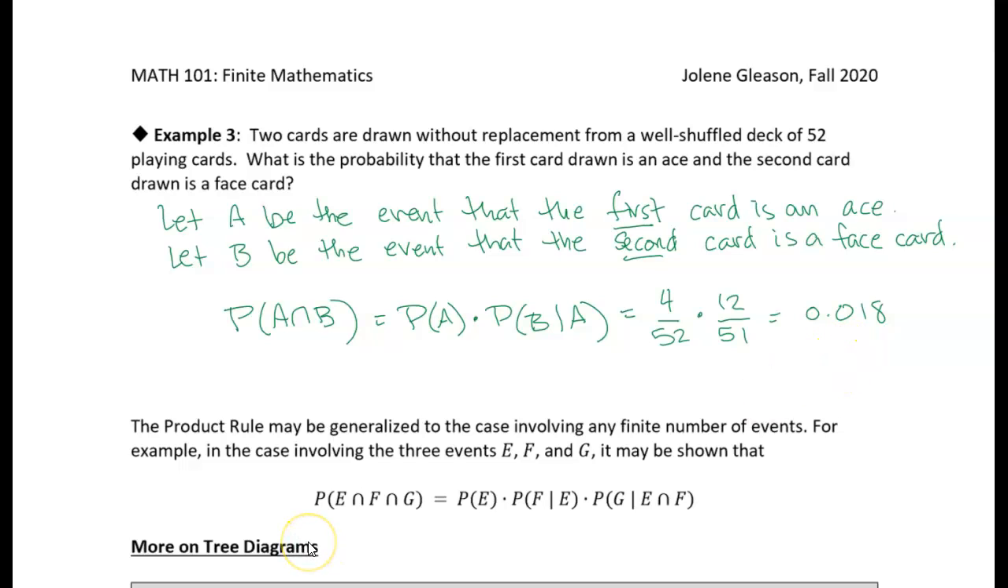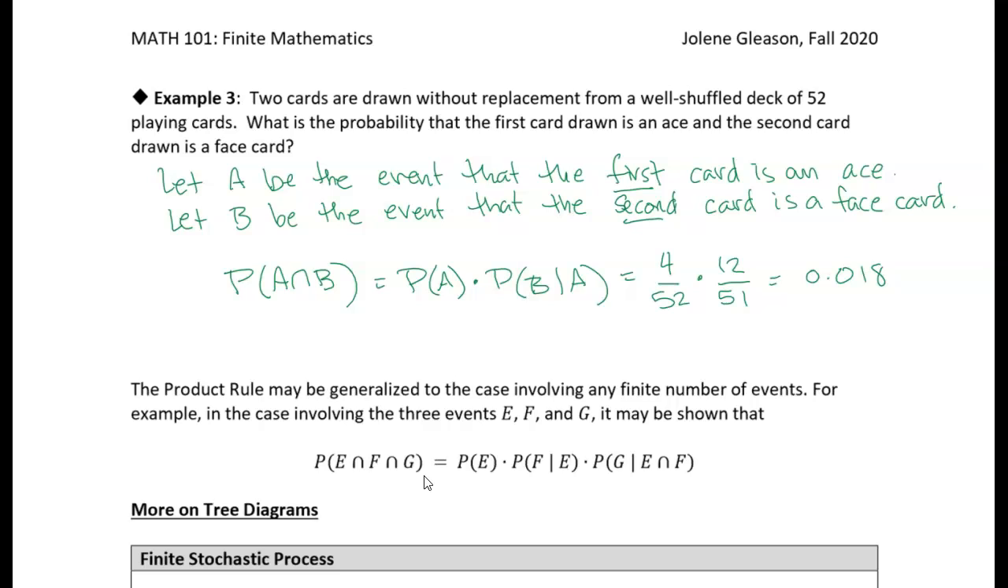Now, this product rule actually extends to more than 2 events. That's what this is saying. This looks a little cryptic down here, but if you've got 3 events, E, F, and G, then the probability of all of those things happening together, that E and F and G all happened, is just the probability of E times the probability of F given that E has already happened, and then the probability that G happens given that E and F have happened. So we can extend this product rule to more than 2 events. That's what that is saying right there.